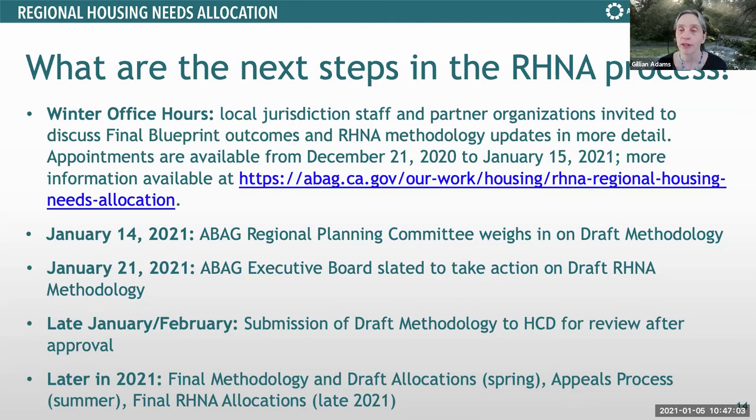After a draft RHNA methodology is adopted, ABAG will submit it to HCD for review and will use the state agency's feedback to develop a final methodology and draft RHNA allocation later this spring. Release of the draft allocation will be followed by an appeals period starting in the summer, with the final RHNA allocation assigned to each of the Bay Area's local governments in late 2021.